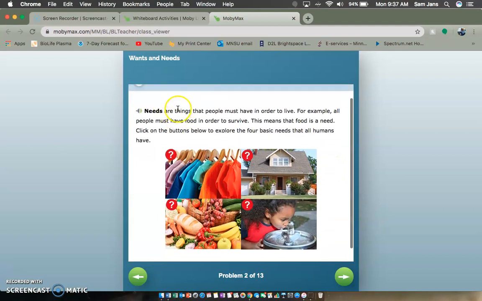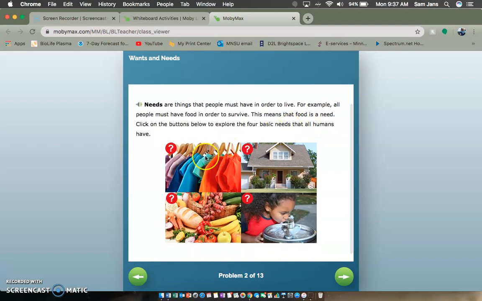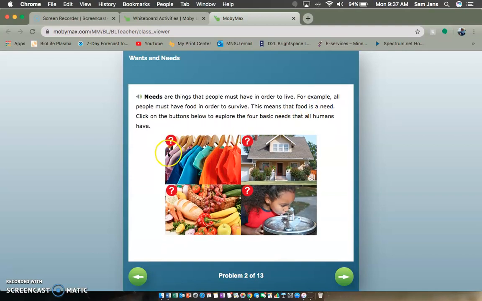So needs are things that people must have in order to live. For example, all people must have food in order to survive. That means food is a need. So now we're going to click on the buttons below and explore the four basic needs that all humans have. In the upper left-hand box here, it looks like shirts to me, so maybe clothes. Yep, clothes are going to be one of the basic human needs. We need clothes to wear every day so we can go out in public and do the essential activities that we need to do to live.